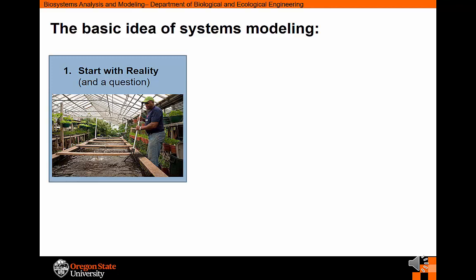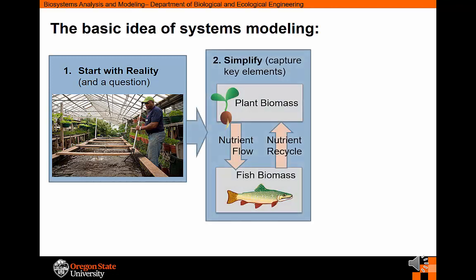The first step in this process involves simplifying the system of interest. We want to focus on the aspects of a system that are relevant and important to the question we are trying to answer. For the aquaponics system, this suggests that we may want to simplify the system down to just two components, plants and fish, and focus on looking at the interactions between these components, particularly those related to nutrient recycling, and ignore those system elements that are not relevant to our questions.